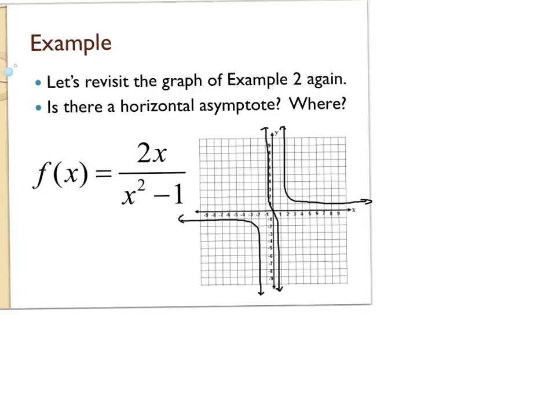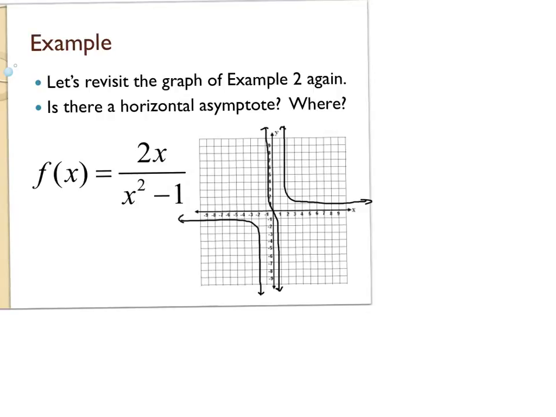Okay, so we're going to revisit the graph in one of our previous videos, and we're going to look for a horizontal asymptote. So we've talked about vertical asymptotes, and we've talked about holes. So what we want to do here is we're just going to look at the picture, and then there's a way to actually determine where the actual horizontal asymptote is without looking at the graph. But right now, just to discuss, we're going to look at the graph.